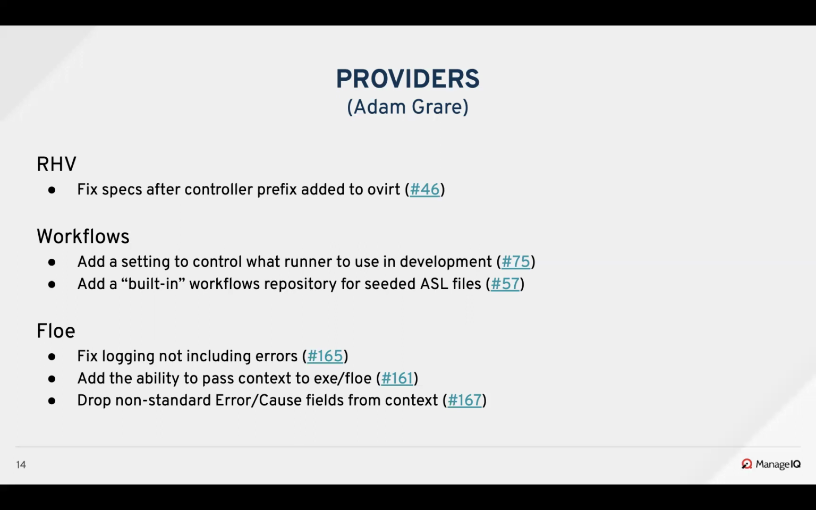We also added the ability to pass an entire context to Floe via the command line. So if you wanted to inject anything, for example, in the execution, like the ManageIQ API URL, you're able to do that on the command line now. And he also dropped non-standard fields from the context state. We added these to be able to get access to the error and cause properties, but we now get that from a different place, so we don't need to have them in the context state object, so we can keep it closer to what Amazon Lambda contexts look like, which is always a target for us.